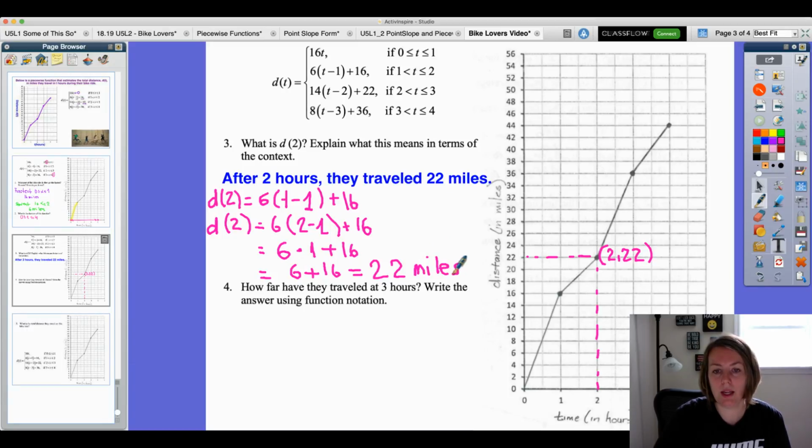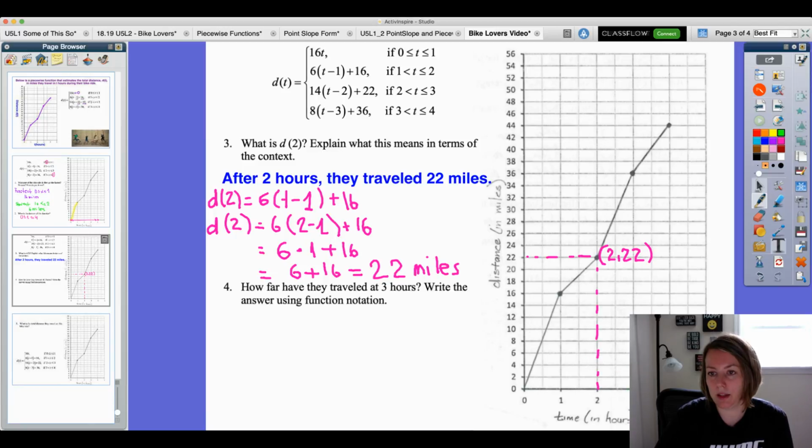So either way and either strategy is okay to use. You can look at the graph if you have it, but if you don't have the graph, you really need to be able to know how to plug this into your piecewise function. So the same thing happens here with 3 hours. So it's asking you how many miles they traveled after 3 hours.